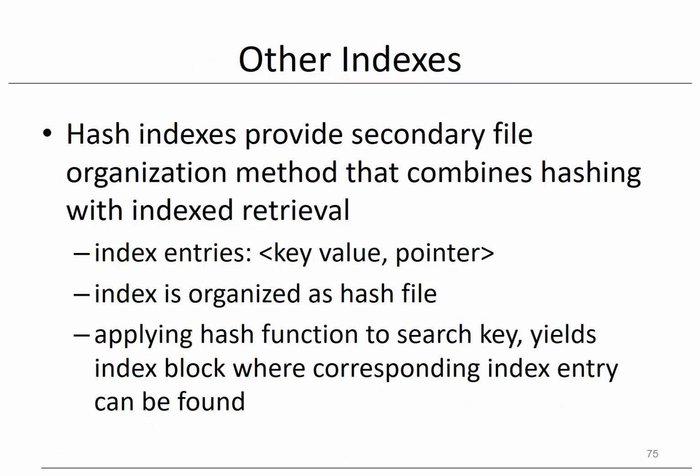Hash indexes provide a secondary file organization method that combines hashing with indexed retrieval. The index entries have the same format as with a normal secondary index. They consist of key value pointer pairs. Yet, the index is not organized as a sequential file, but as a hash file. Applying the hash function to the search key yields the index block where the corresponding index entry can be found. Based on the pointer in this entry, the actual record or records can be retrieved.